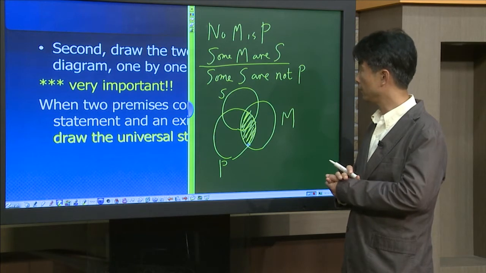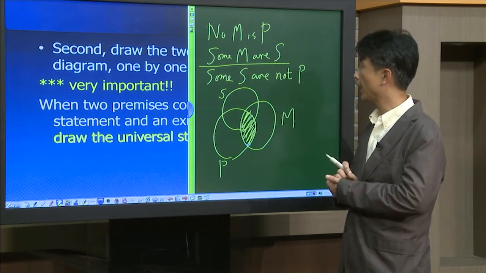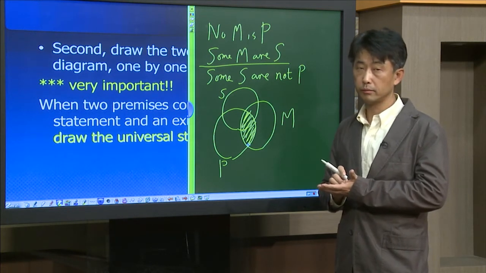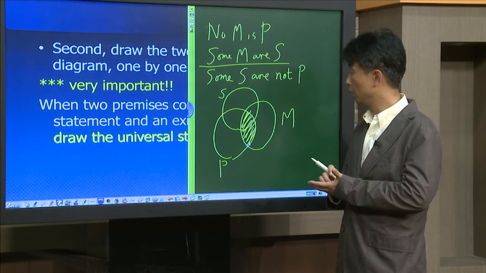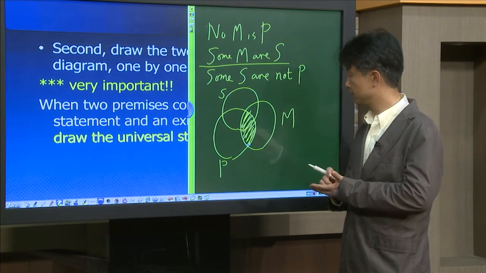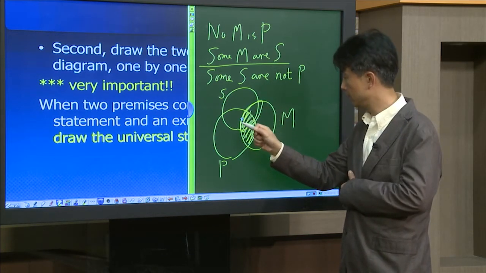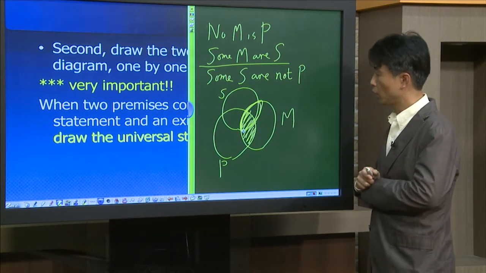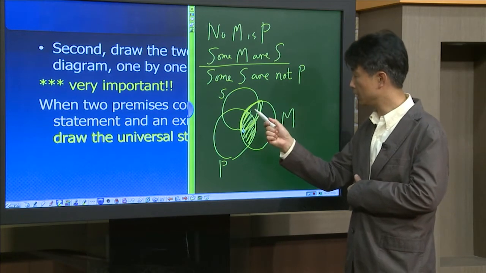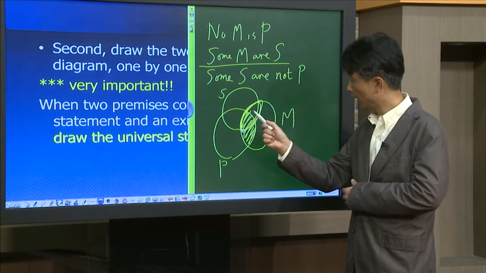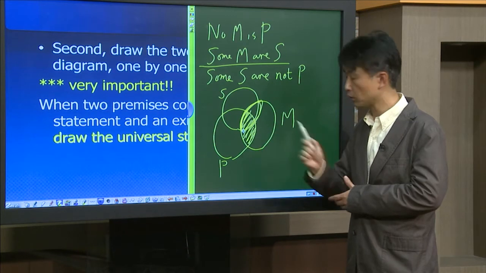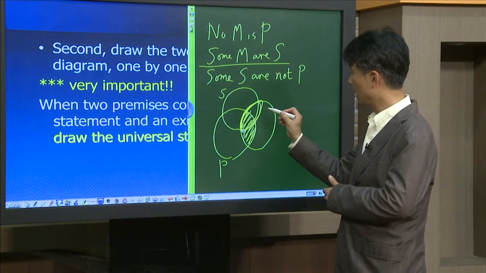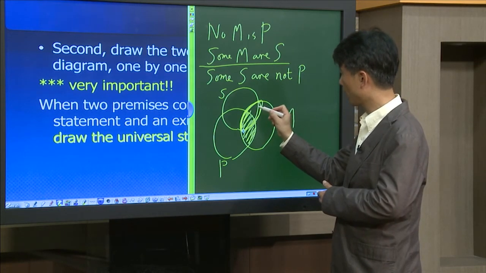Some S are P, some M are S means that there is something in common, M and S, right? So you draw X mark somewhere here, right? You have to draw X mark somewhere in this area. But notice that area is divided into 2 parts, and 1/2 of that is already eliminated. So there is only one area left, and you draw X mark there.